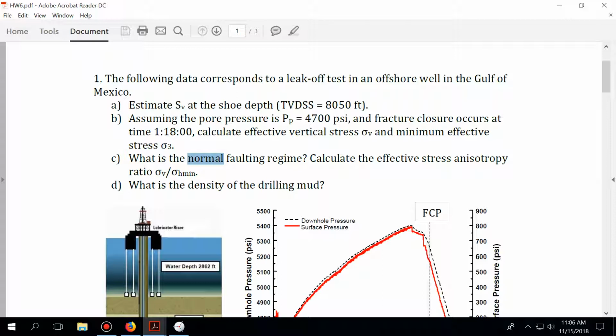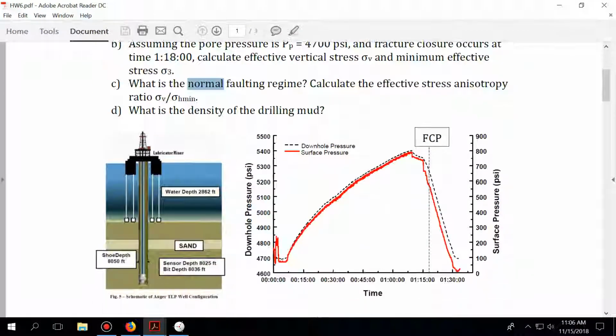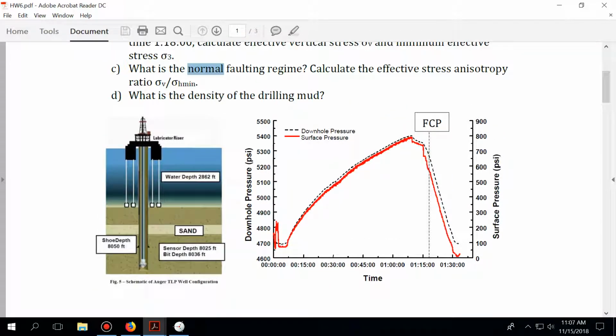But justify, try to understand why that would be. It's actually normal faulting, very likely. Actually, I don't know in this case, but it's very likely for the data that you will see over there that this is normal faulting, and also because it's in the Gulf of Mexico. So many places over there are in normal faulting. Okay, so from here you get the value of fracture closure pressure. From that you can estimate your minimum principal stress, and from that you can do all of these calculations.